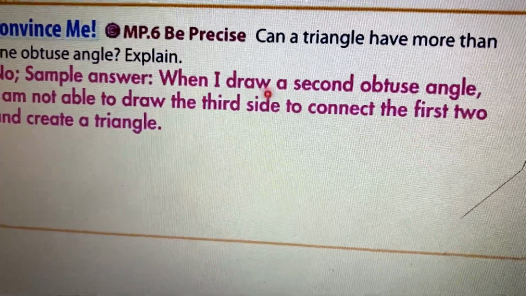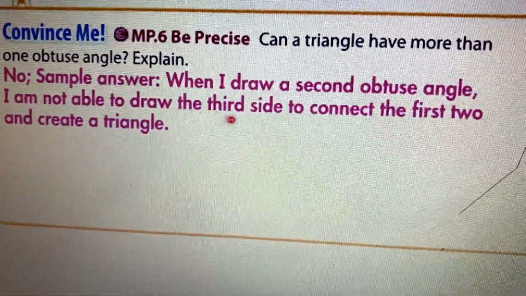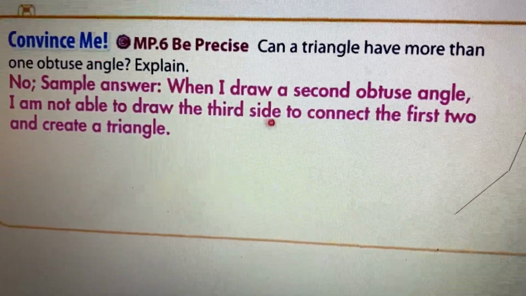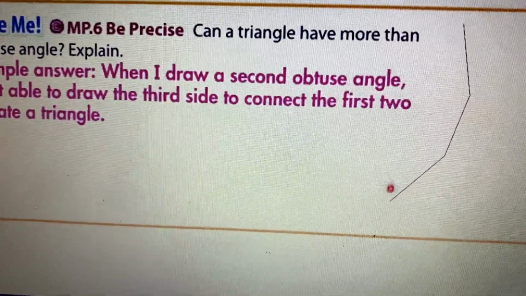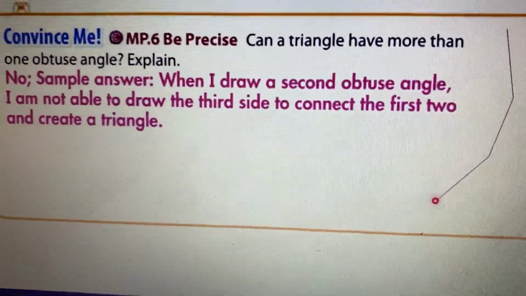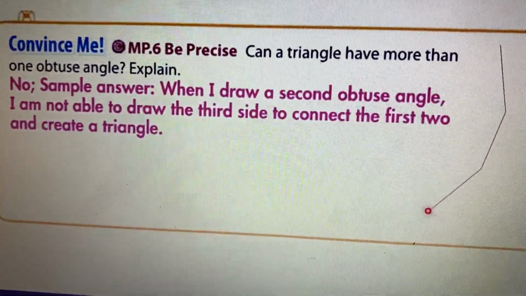When I draw a second obtuse angle, I'm not able to draw the third side to connect the first two and create a triangle. So I can't draw. If I draw more and more sides, I can't have a triangle. So the answer is no. Only one angle can be obtuse.